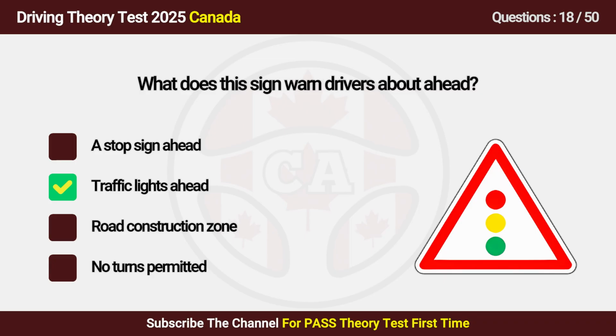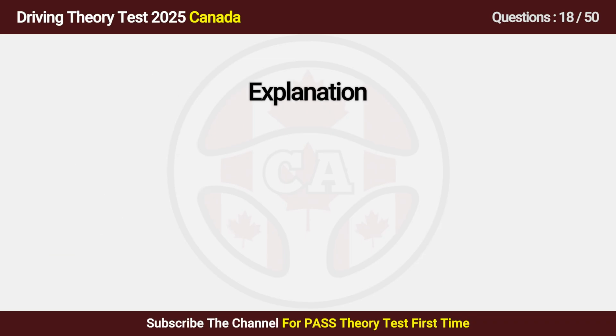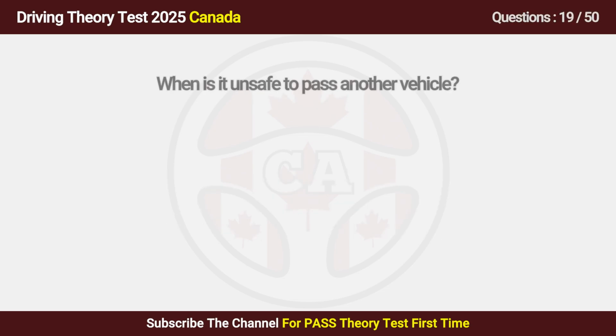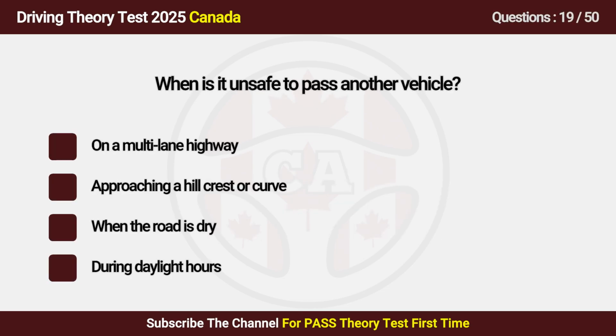Answer is B. Traffic lights ahead. This warning sign informs drivers that traffic lights are ahead. Drivers should prepare to slow down or stop, depending on the signal, and proceed with caution. Question 19. When is it unsafe to pass another vehicle?